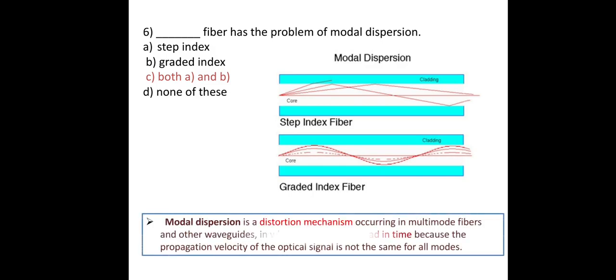What is modal dispersion? Modal dispersion is a distortion mechanism occurring in multimode fibers and other waveguides, in which the signal is spread in time because the propagation velocity of the optical signals is not the same for all modes. Okay, this distortion mechanism called modal dispersion occurs in step index and graded index fiber. The correct option is C.